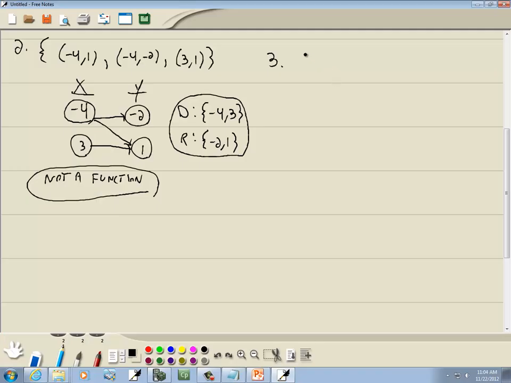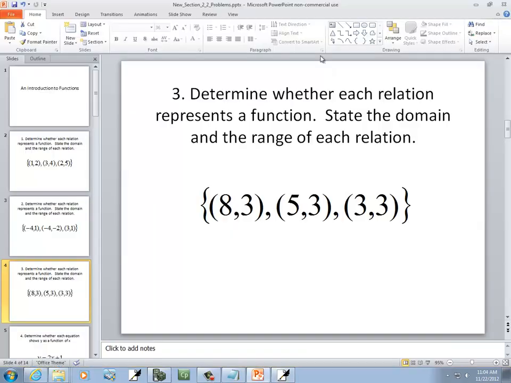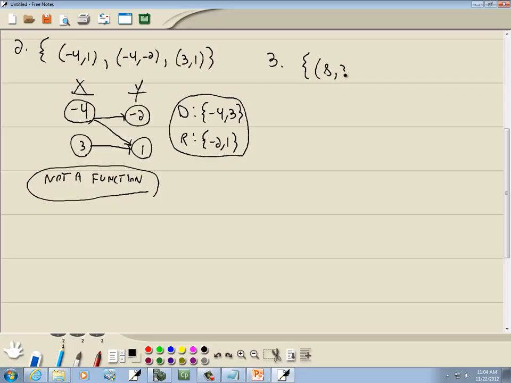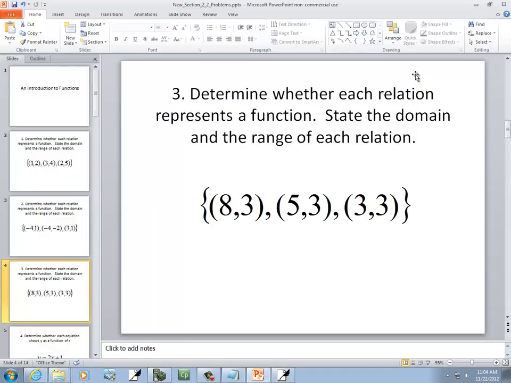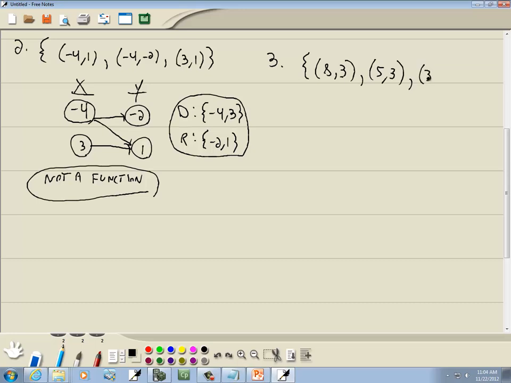Let's look at our third one. Got 8, 3. Got 5, 3. And we got 3, 3. Well, look at my x values. I got 8, 5, and 3. So this would be a function. They don't repeat at all. Now the y values repeating doesn't matter. We're just looking at the x values for your function.